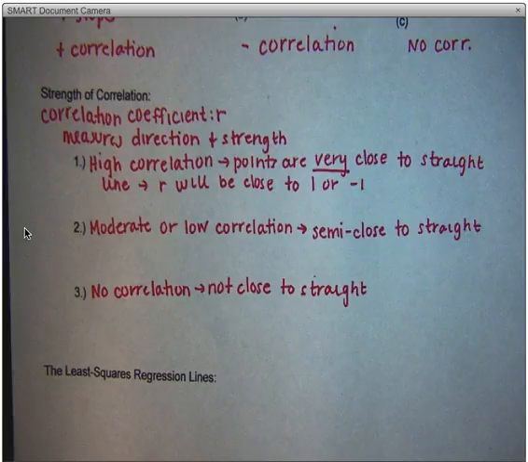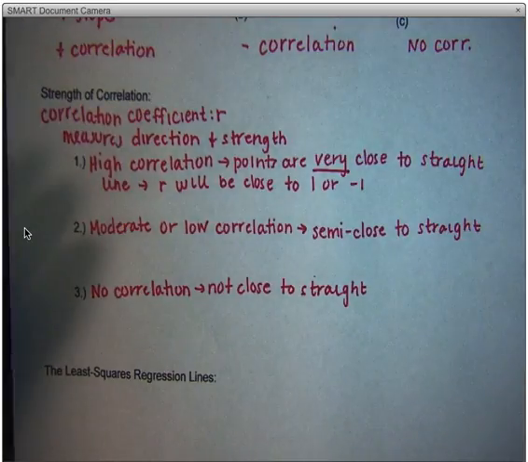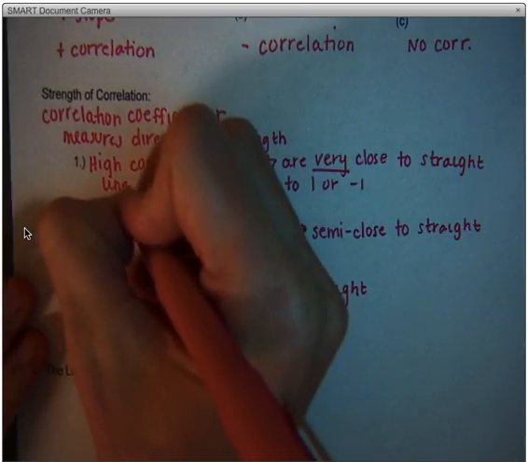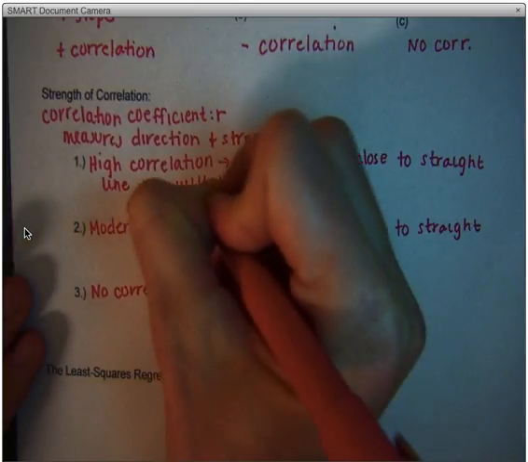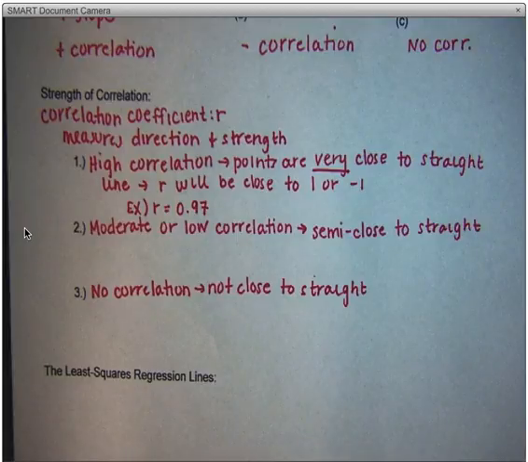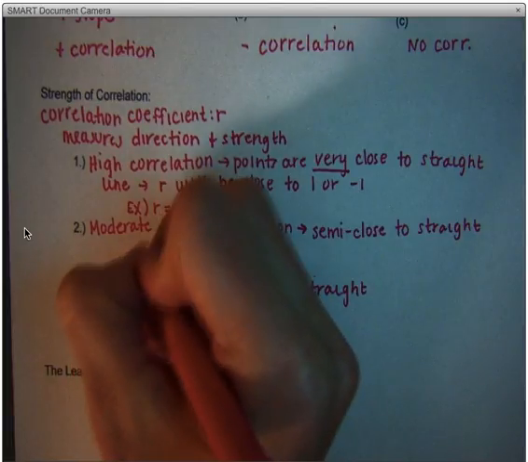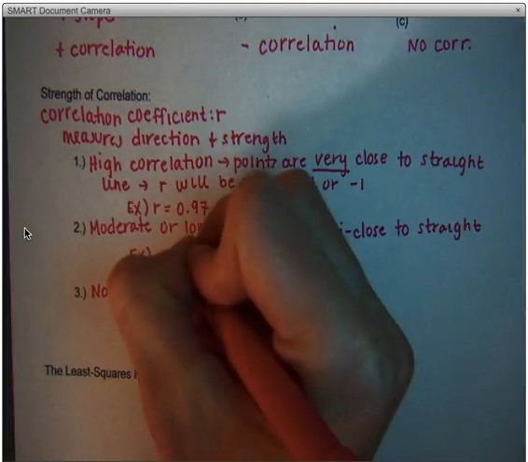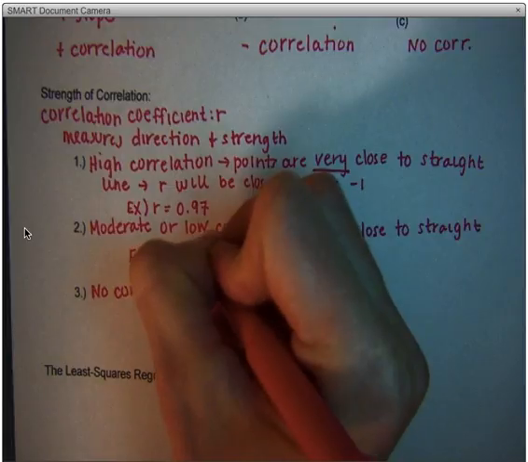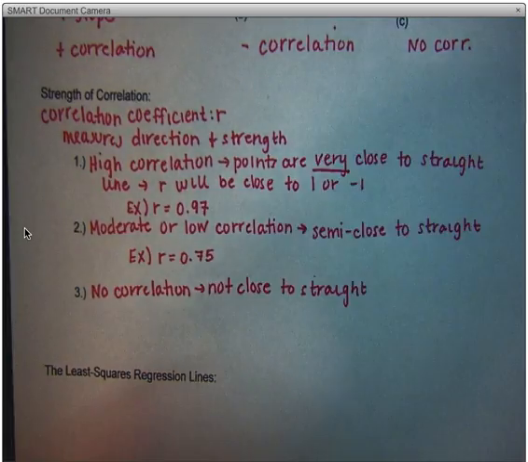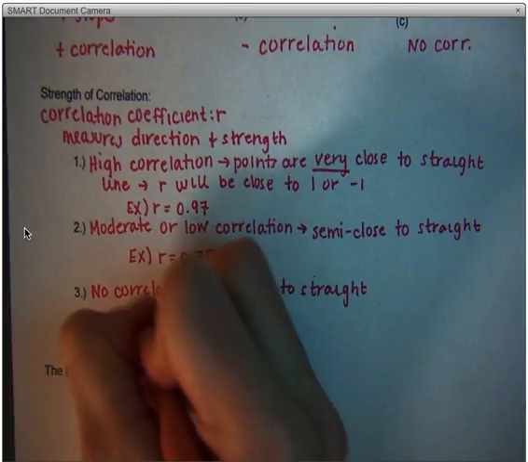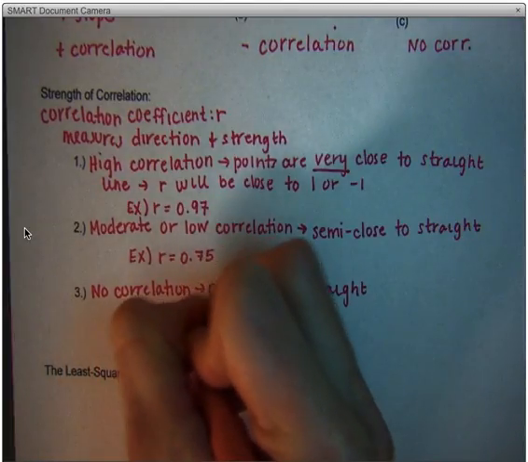So the R values, remember, come from your calculator. If it's a high correlation, an example of an R could be like 0.97. So that number is very close to 1, so those points would probably be pretty close together. If it's moderate or low, probably be something about 0.75. These are just examples, remember. And then if it's no correlation, could be something like 0.01.